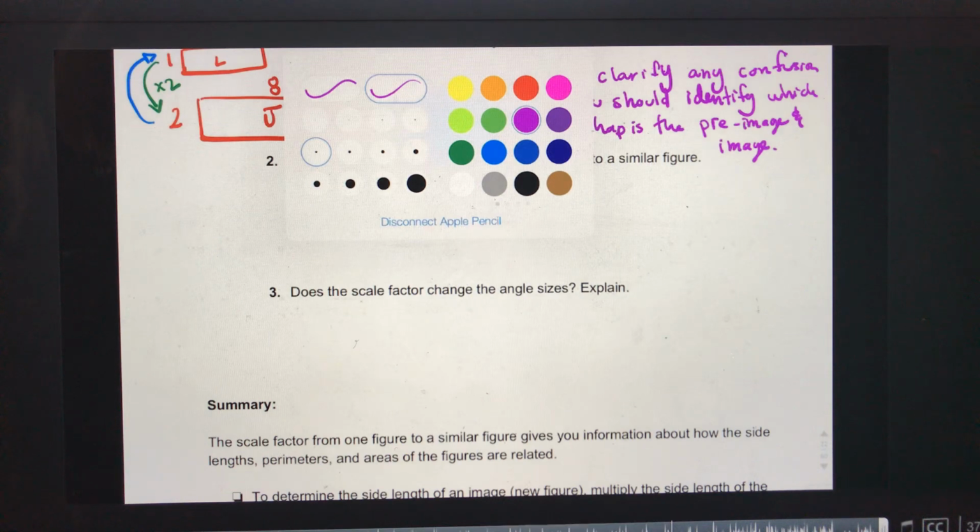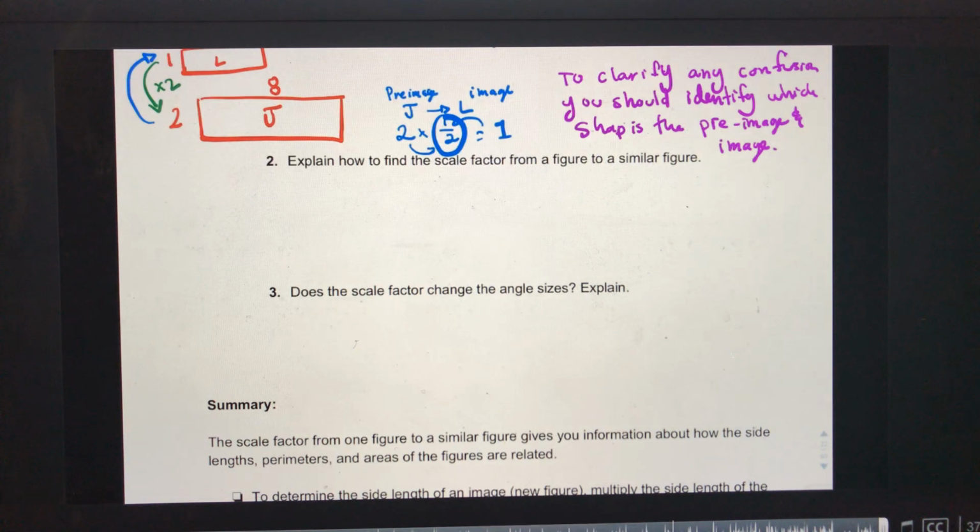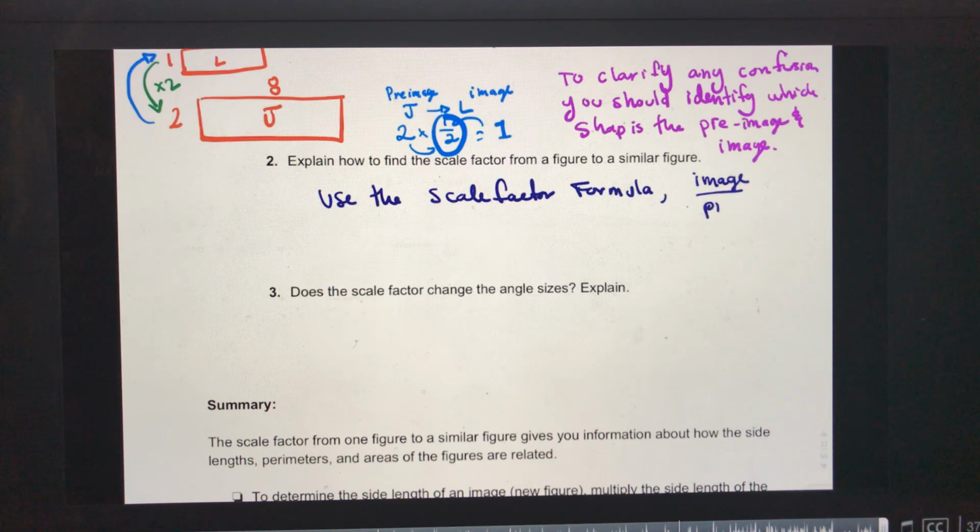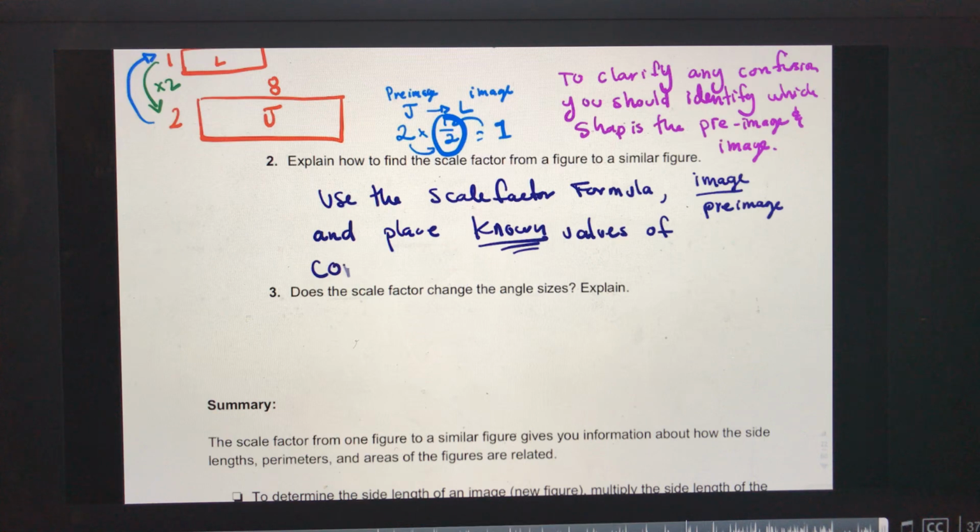figure. Okay? In order to find this one, use the scale factor formula, and I'm going to write it down. Image divided by pre-image, okay, and place, this is the important part, known values of corresponding side lengths.